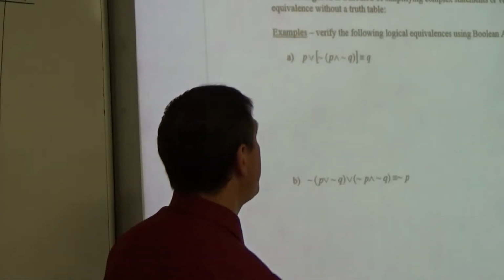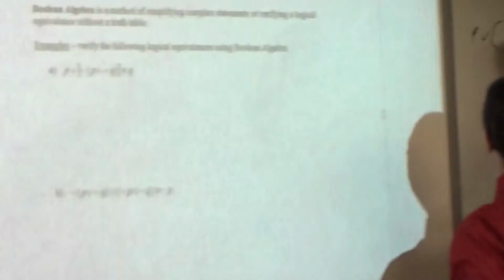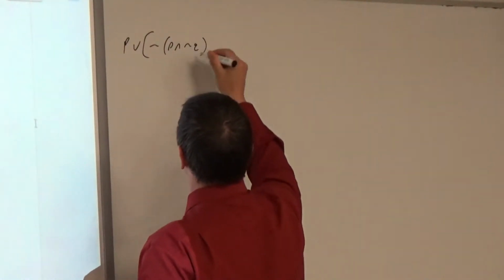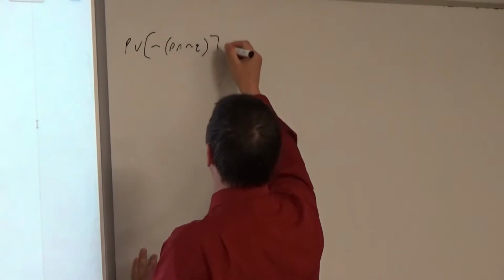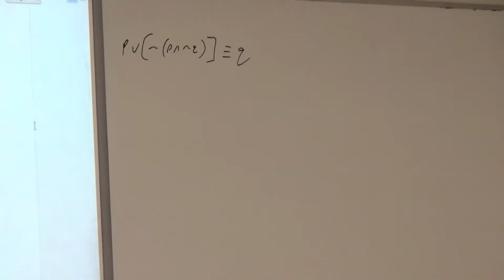We have P or (not P and not Q), and we're claiming that that equals P or Q... Now, we could use a truth table to do this if we wanted to, but let's see if we can use Boolean algebra.